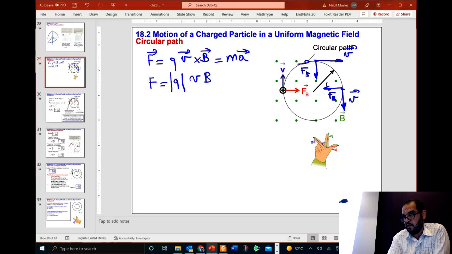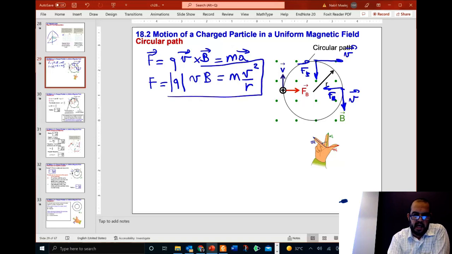What's the acceleration for uniform circular motion? V squared over R. Thank you. So this is equal to mv squared over R, where R is the radius of the circular path. So now I have this equation, and I can use it to solve for anything in this chapter. Well, in this section at least.